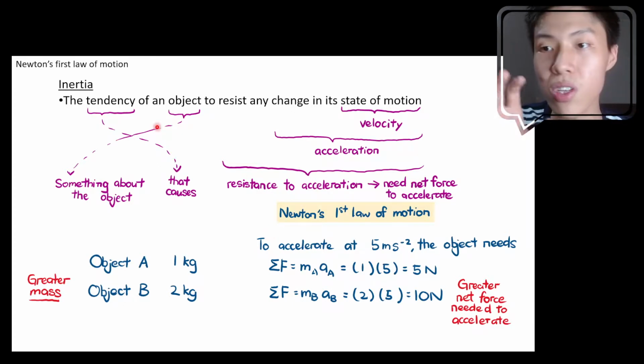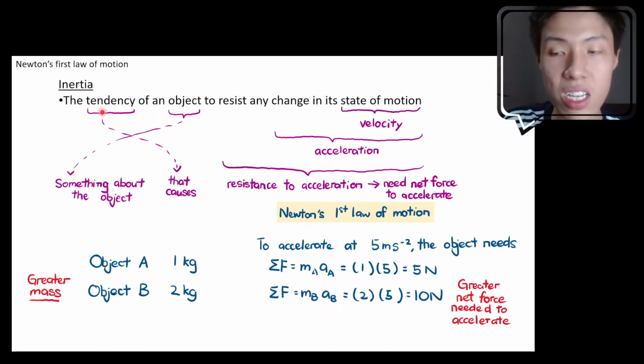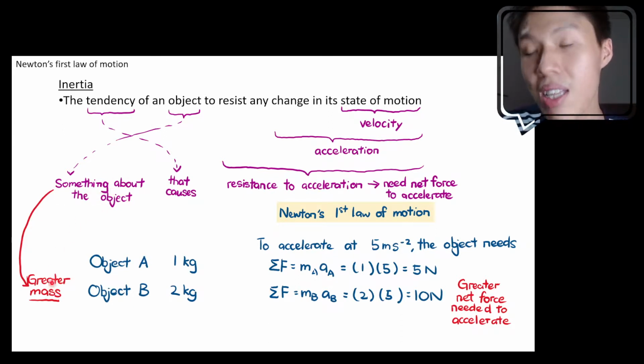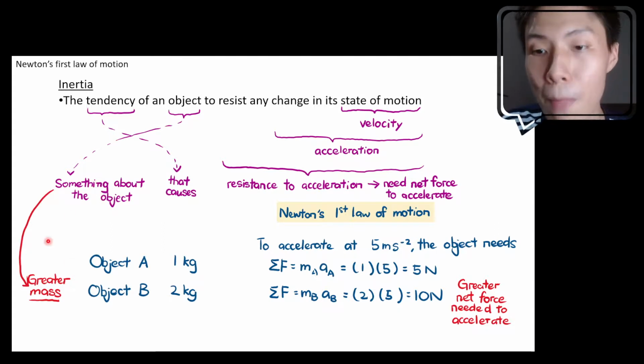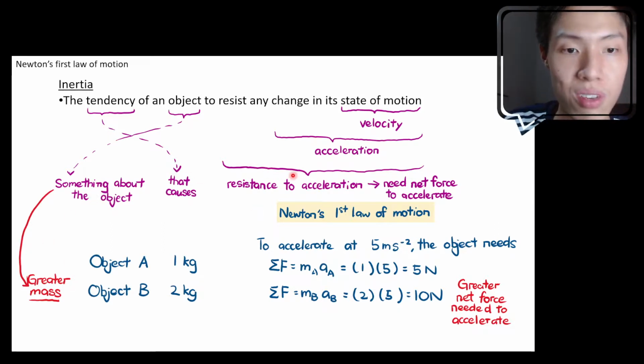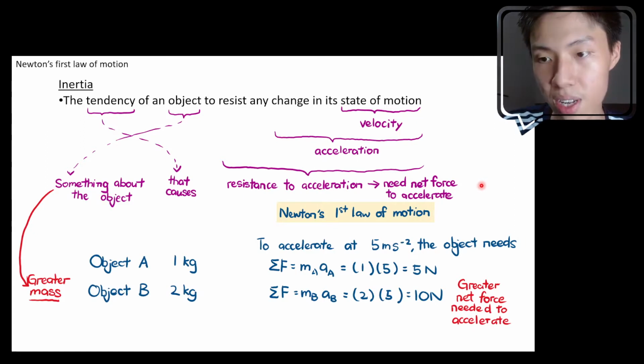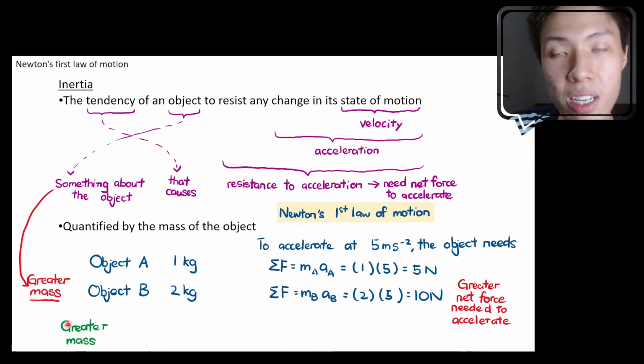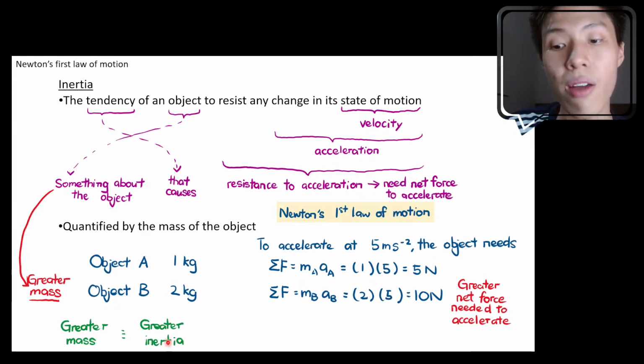And because we say that something that resists acceleration is inertia, we know that inertia is actually the something about the object that we mentioned. The mass is the one that causes the resistance to acceleration. And because the mass causes resistance to acceleration, you need greater net force to accelerate. That's why we say inertia is quantified by the mass of an object. Greater mass means greater inertia.